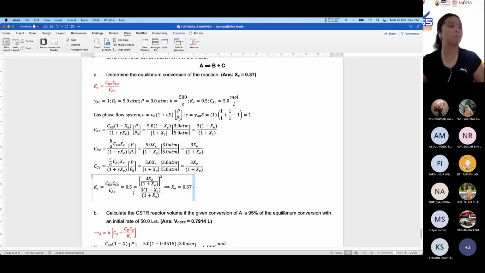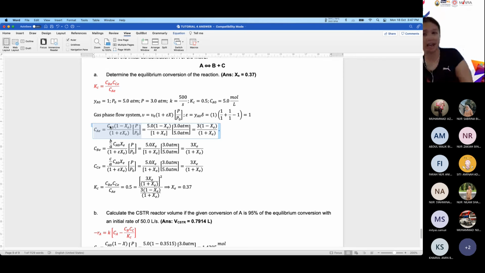Okay, so I've written it properly, but you may ask, tapi dalam situasi ni tak ada XE kan? Belum ada XE lagi. Kita nak cari XE. Tapi pada part equation ni, there's no XE yet. Okay, so that's where comes your knowledge. Kamu dah pernah belajar. Kita tahu perkaitan antara concentration, outlet concentration and initial concentration and X.